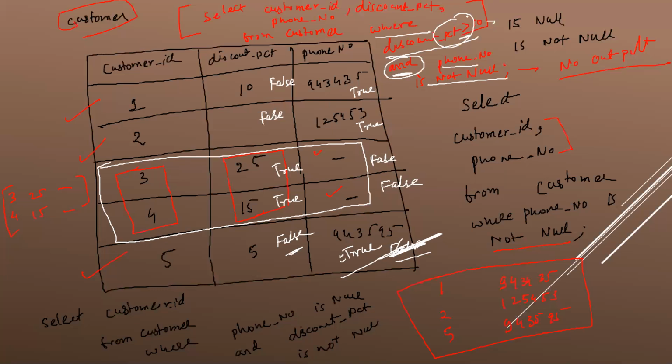So now we are solving the previous problem. Is there any case where both the inputs are true? There is no such case. That's why there will be no output. No output, no result. Let's move on.